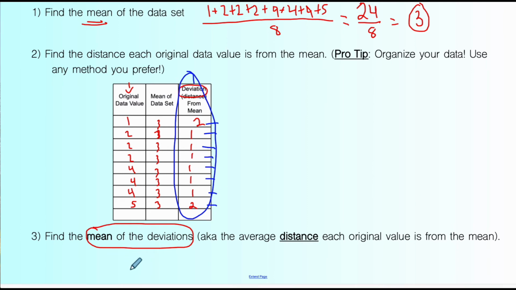So let's find the mean of the deviations. 2 plus 1 plus 1 plus 1 plus 1 plus 1. Did I have enough? Plus 1 plus 2. I think that's all 8 values, and we're going to divide by 8. 2 plus 1 plus 1 plus 1 plus 1 plus 1 plus 1 plus 2 is equal to 10.